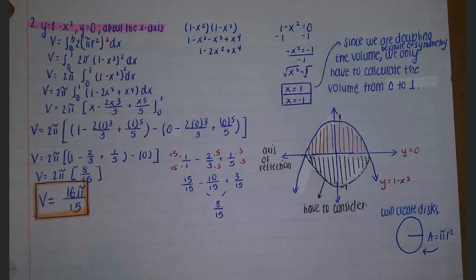From there, I figured out what 1 minus x squared would be, and that is 1 minus 2x squared plus x to the 4th power. From there, I solved for the antiderivative of that, which was x minus 2x cubed over 3 plus x to the 5th over 5. And then I substituted the upper and lower limits. With further calculations, I got 8 over 15 times 2 pi, which resulted in 16 pi over 15.